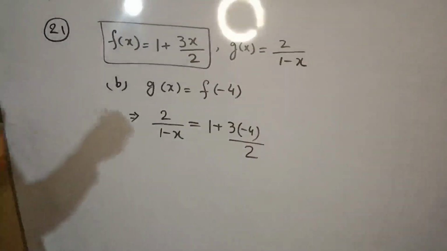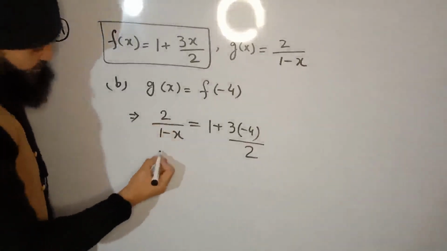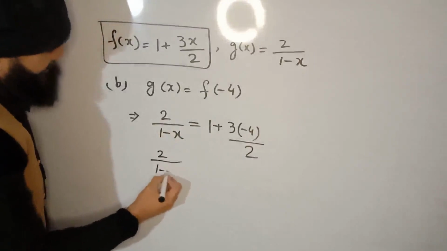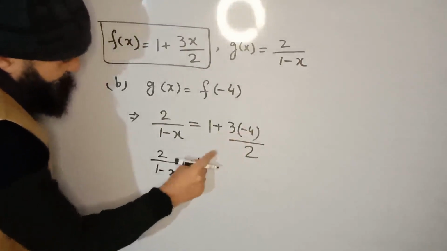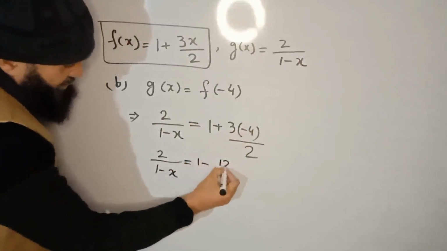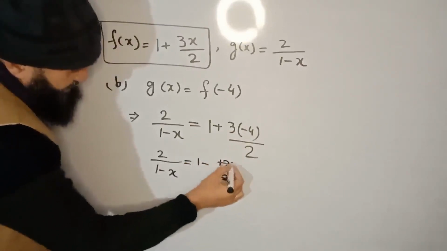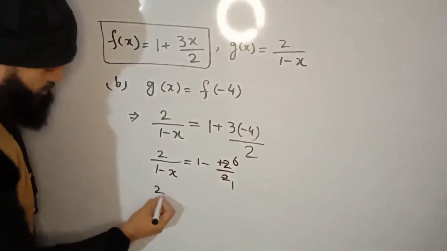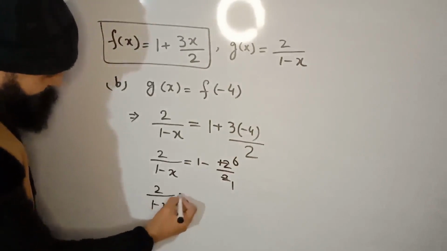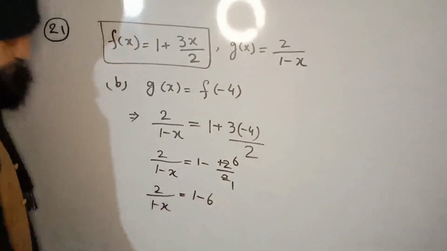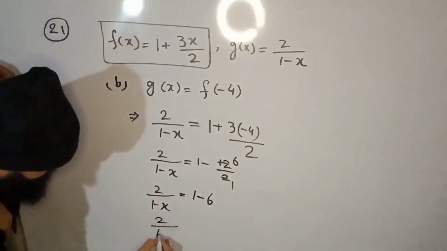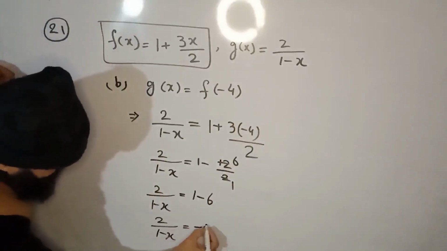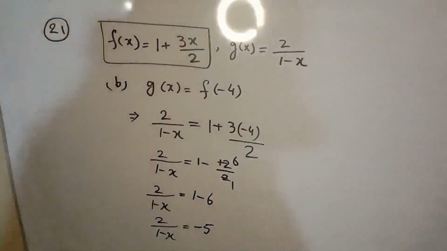Look here. It is very easy. 2 over 1 minus x is equal to 1 plus minus, minus, so minus 3 4s are 12 over 2. 2 6s are 12. So it will become 2 over 1 minus x is equal to 1 minus 6. Or you can write it as 2 over 1 minus x is equal to minus 5.